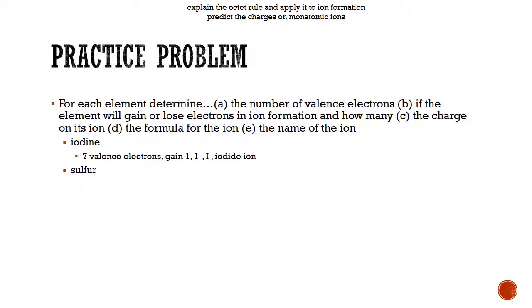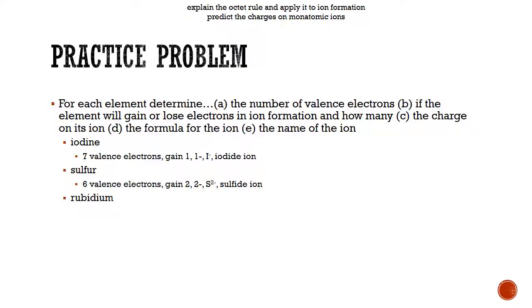Next we have sulfur. Sulfur has 6 valence electrons. Thus, it will gain 2 in order to get to its octet. Its charge would be 2 minus. The formula for the ion would be S 2 minus, and we would call that the sulfide ion.